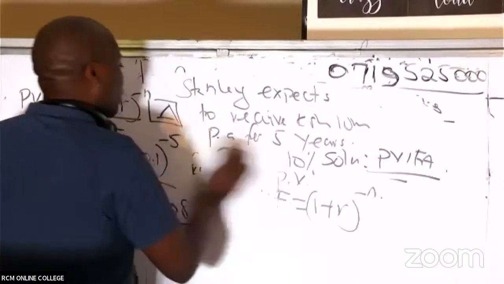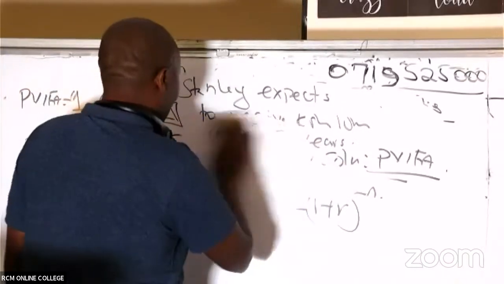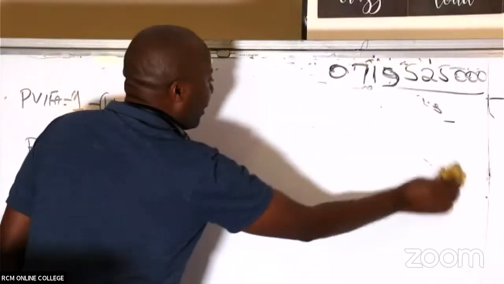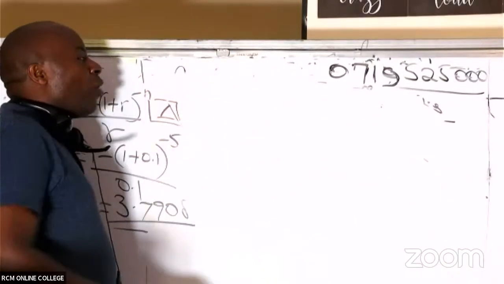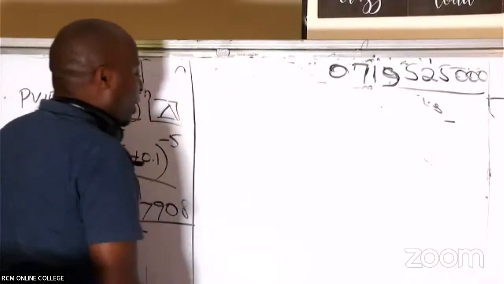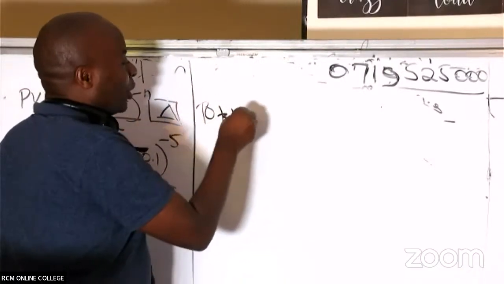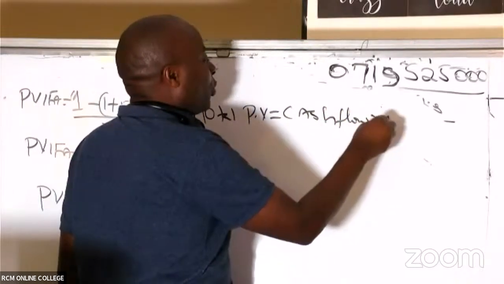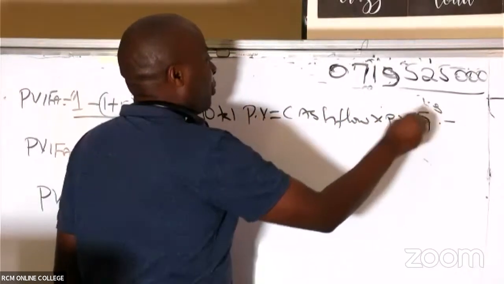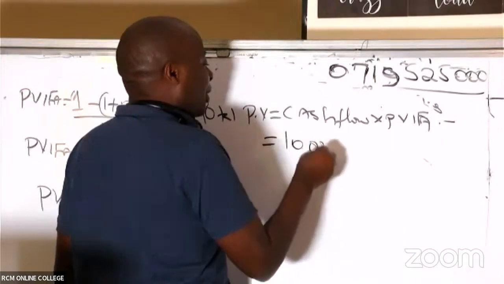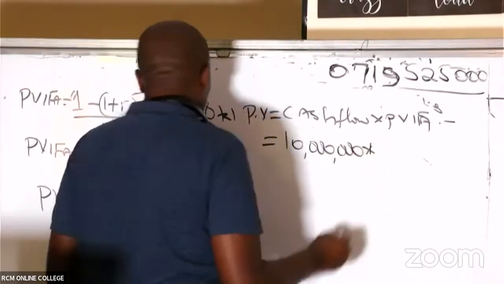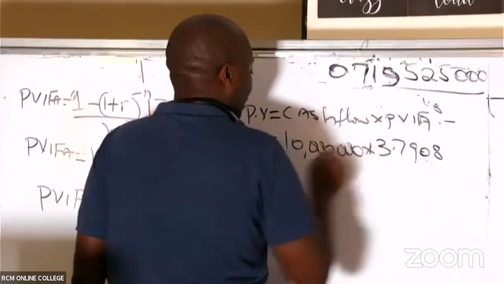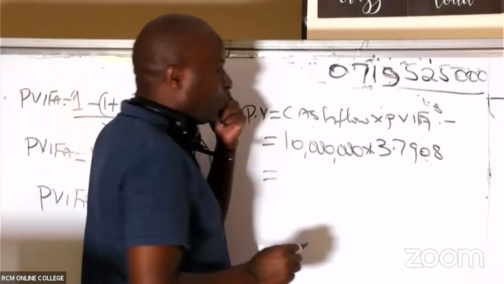Ladies and gentlemen, having gotten this PV4 as 3.7908, I need to come and now finish the question. The examiner had asked me to ascertain how much this guy called Stanley would get, the total present value. So the total present value will be the cash flow times the PV4. Remember the cash flow, you're only taking 10 million, times the PV4, which is 3.7908.